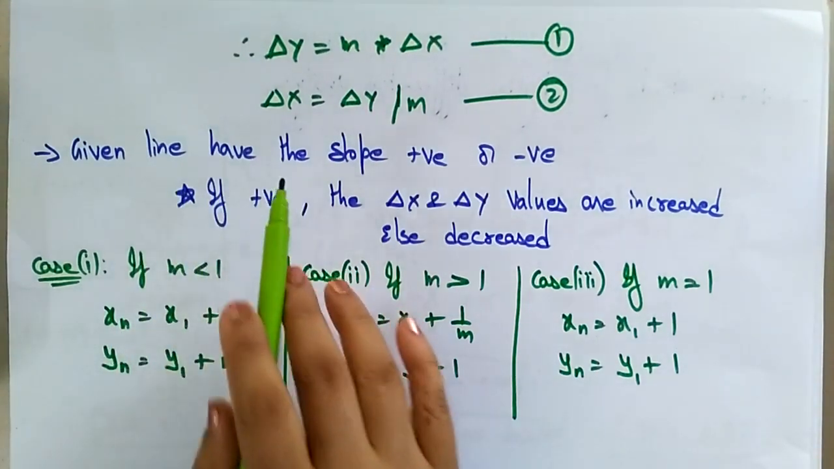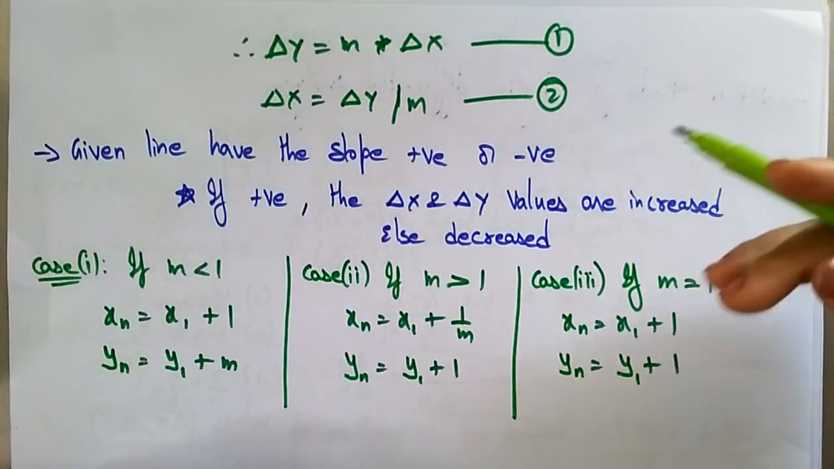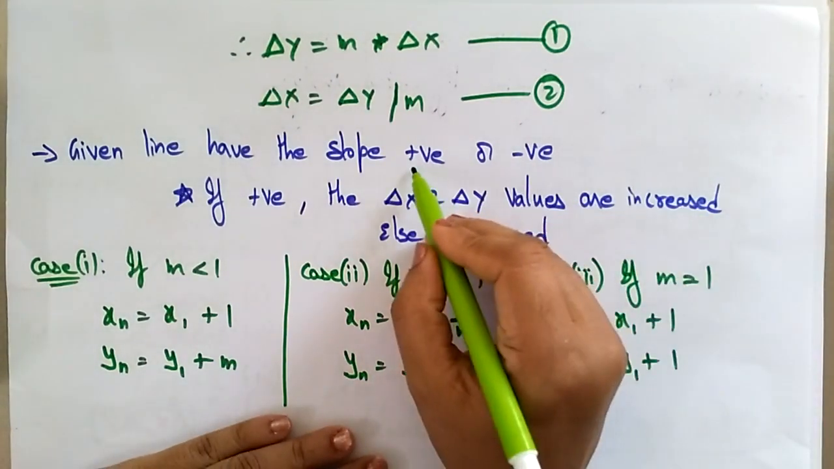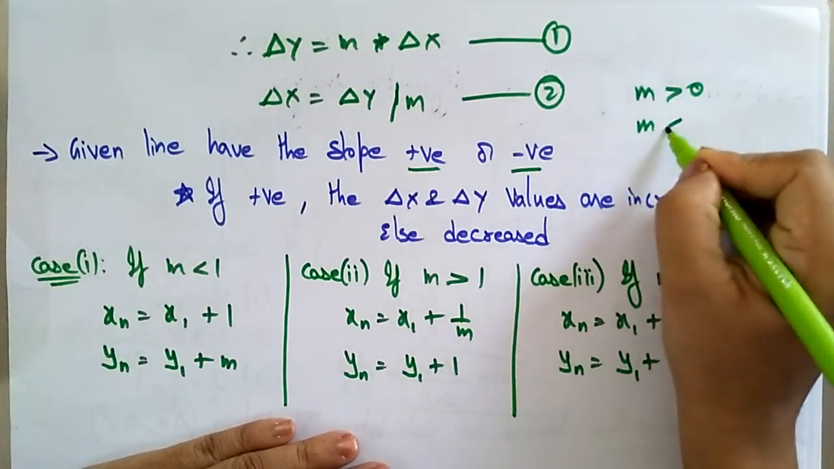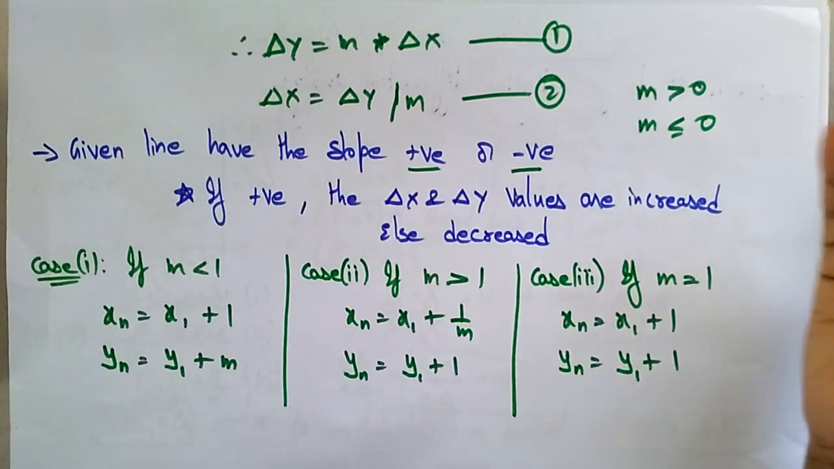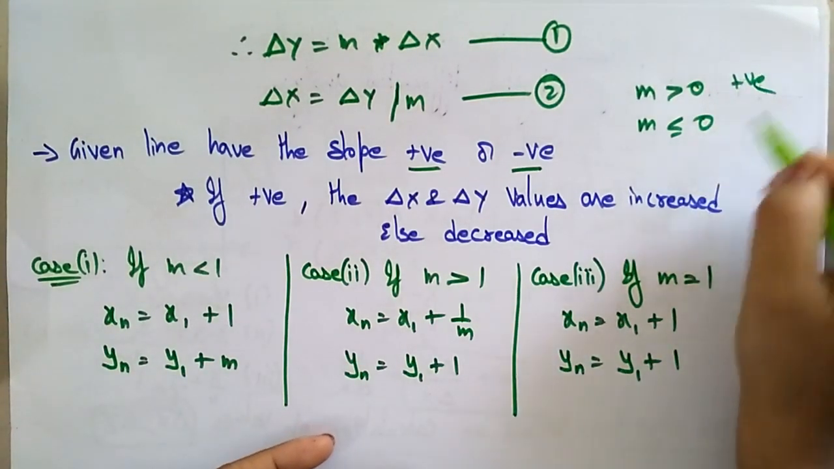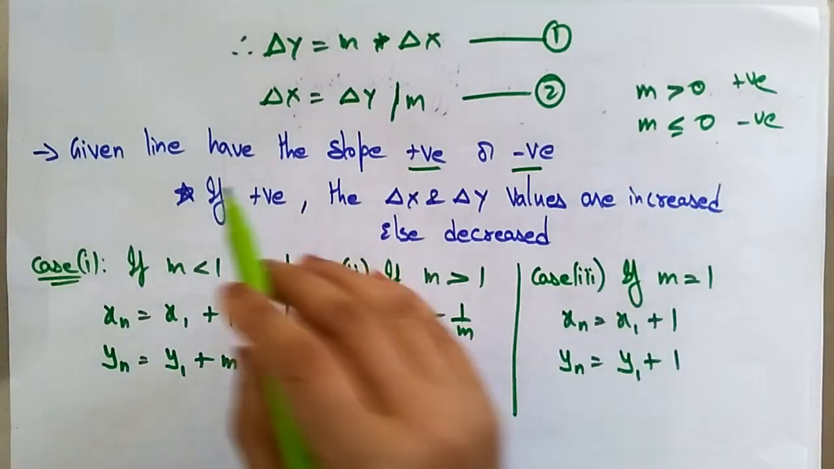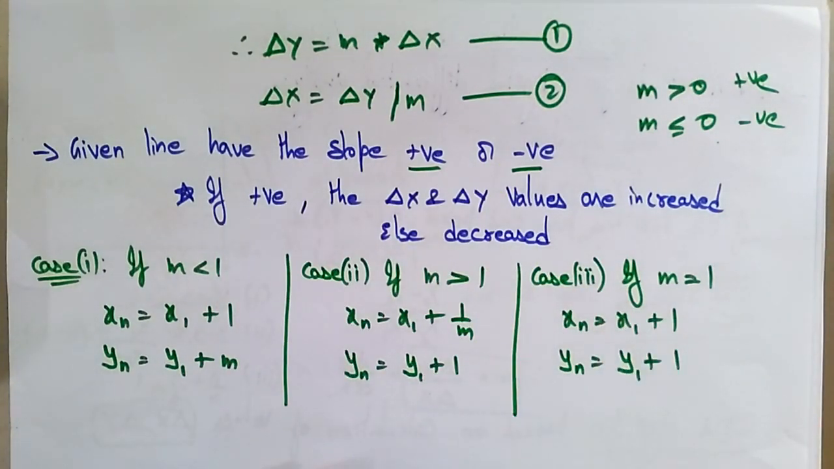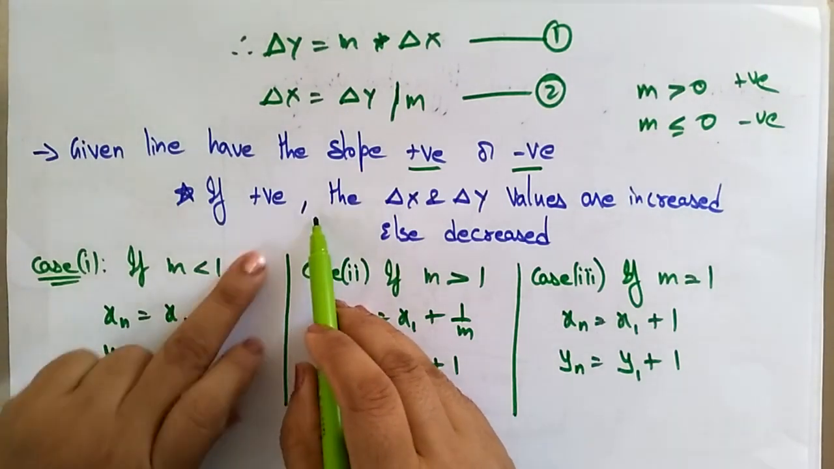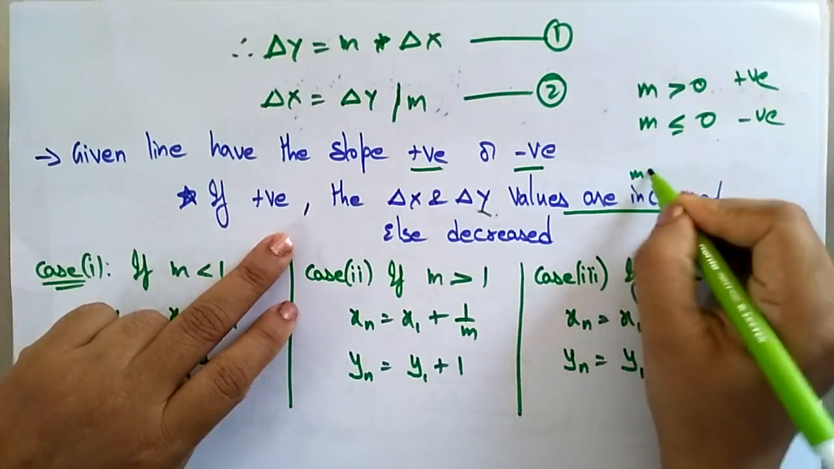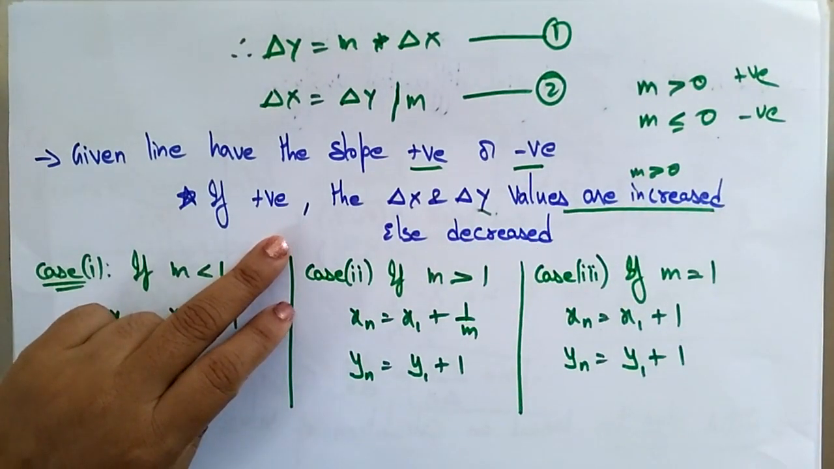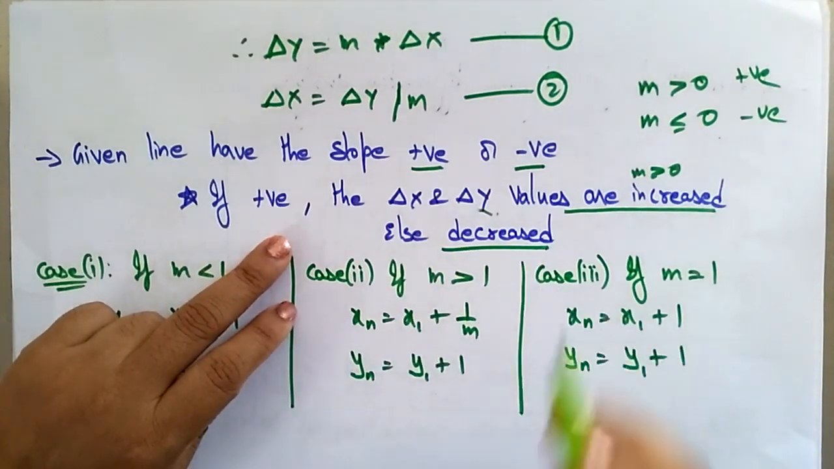Given a line, the slope may be positive or negative. If you have drawn one line segment, the slope m is either greater than 0 or less than or equal to 0. Greater than 0 means a positive value, and less than or equal to 0 means a negative value. If m is positive, then delta x and delta y are increasing, the x and y coordinates are increasing. Else the values will decrease.